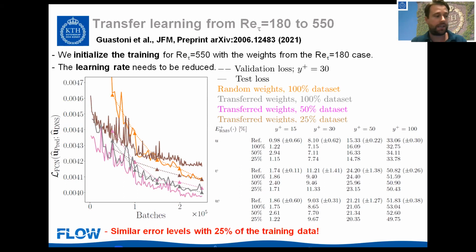And this is, of course, excellent because the simulation at 180 is orders of magnitude cheaper than the simulation at 550. So if we can use this in a smart way, if we can do simulations at low Reynolds numbers that are cheaper, I'm talking orders of magnitude cheaper, and then reduce significantly the need of data at high Reynolds numbers, well, this is a smart way to train the networks and to use efficiently our computational resources.